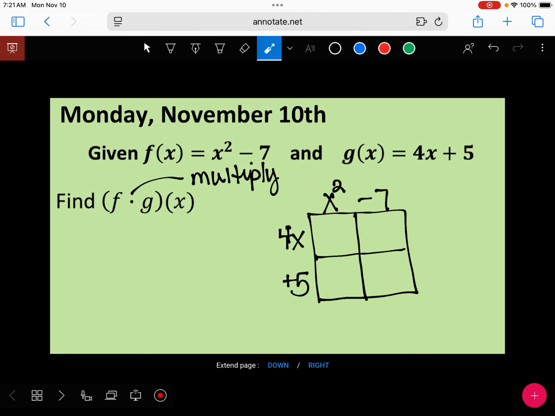What would I put in this first square? What's 4x times x squared? Remember, we have to add our exponents, multiply the numbers, add the exponents. So what will go in that first box? 4, and then how many x's? 3.